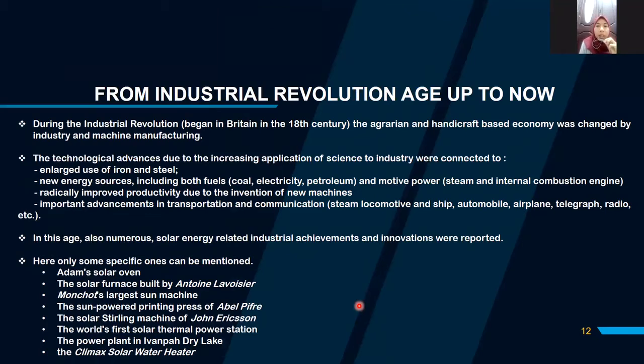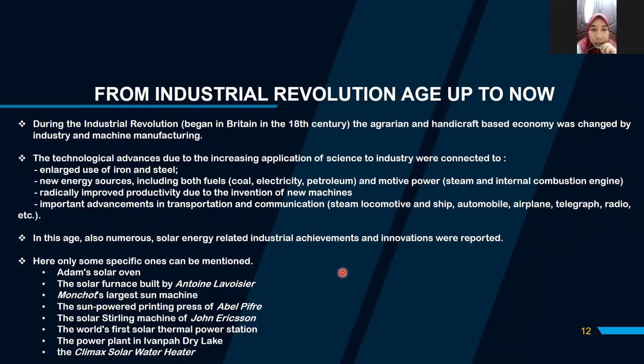From the Industrial Revolution up to now. The Industrial Revolution began in Britain in the 18th century, when the agrarian and handicraft-based economy was changed by industry and machine manufacturing. The technological advances due to the increasing application of science to industry were connected to enlarged use of iron and steel, new energy sources, including biofuels, which is coal, electricity, petroleum, and motive power, which is steam and internal combustion energy. Productivity was radically improved due to the invention of new machines. There was important advancement in transportation and communication, which is steam locomotive and ship, automobile, airplane, telegraph, radio, and so on.